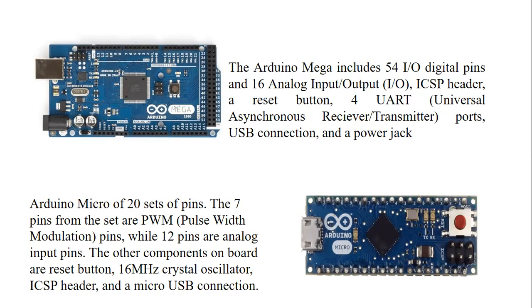Then the Arduino Micro board, it has 20 pins, 7 pins are PWM pins, and 12 are analog pins. And all other components are the same as the Arduino Mega. These are also types of Arduino that are available to you.